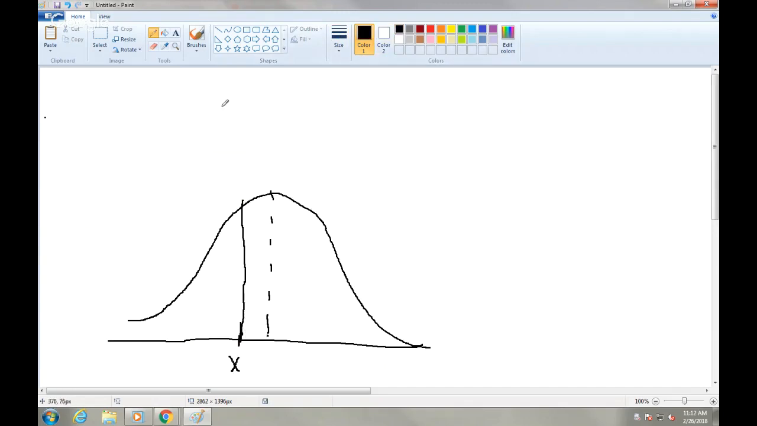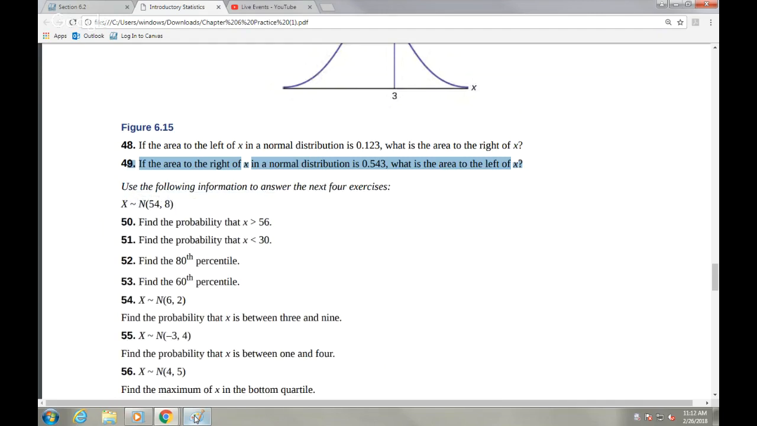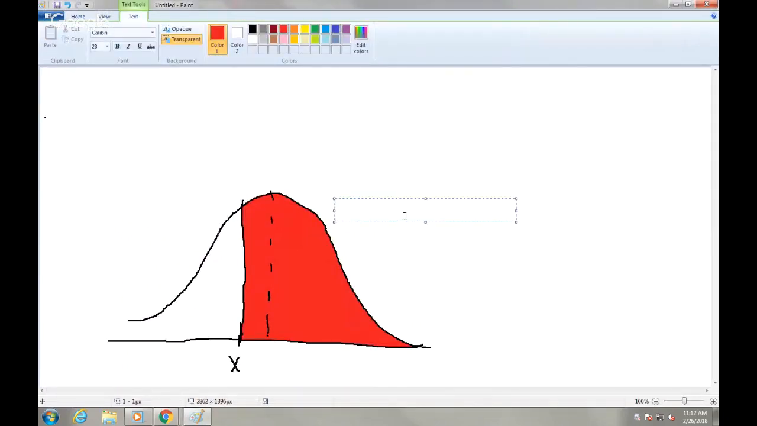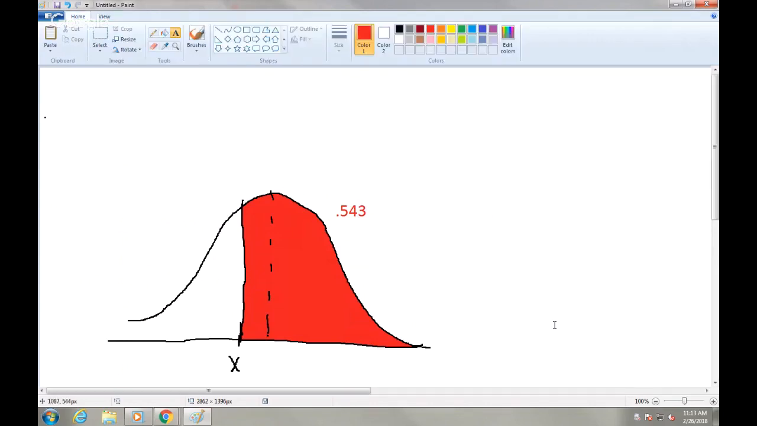One little thing open. Try again. So that area has got to be 0.543. Okay, so let's continue the answer to the question here. What must the area to the left of x be if this area is 0.543?